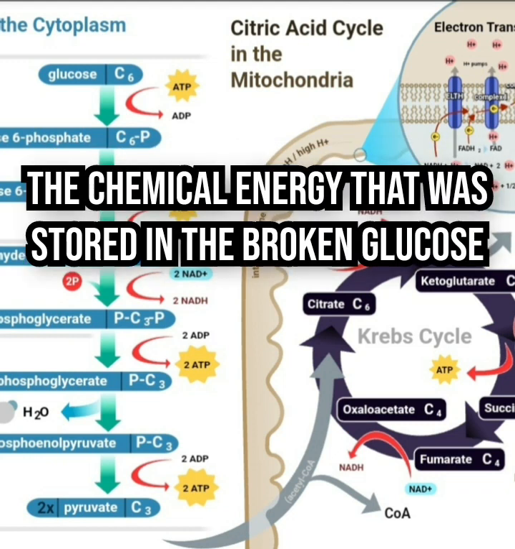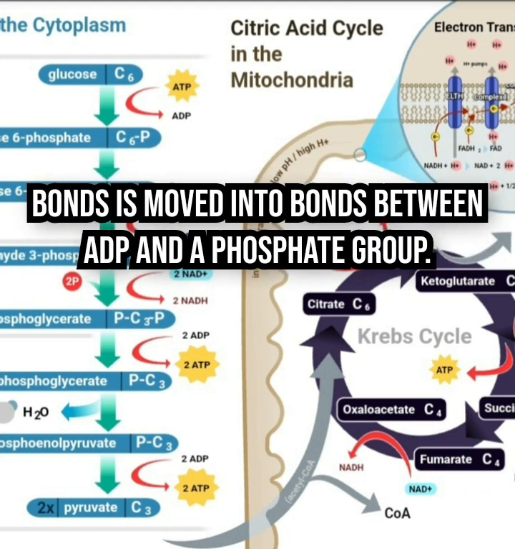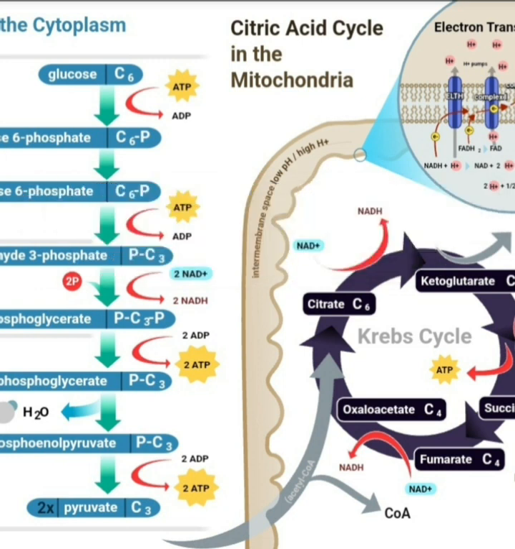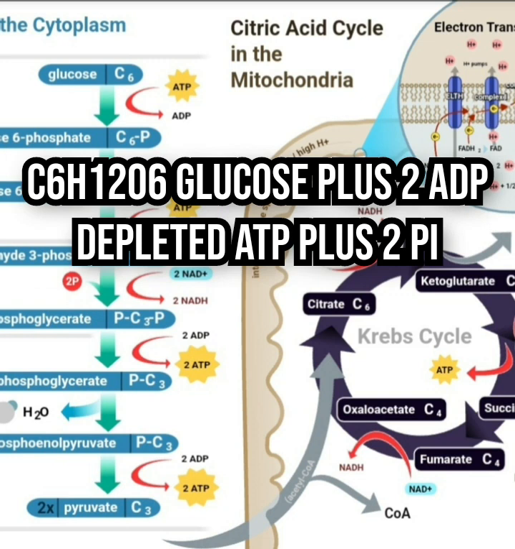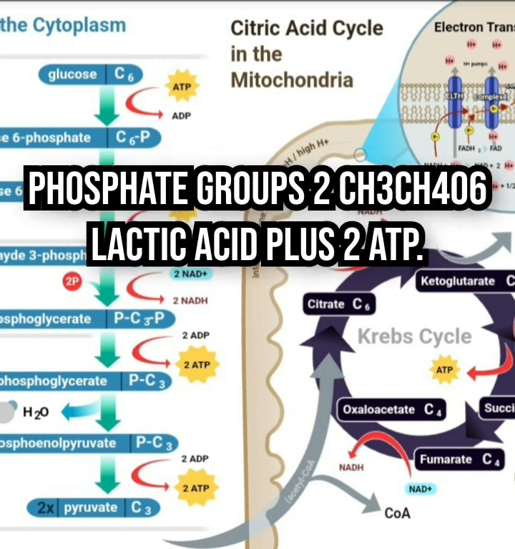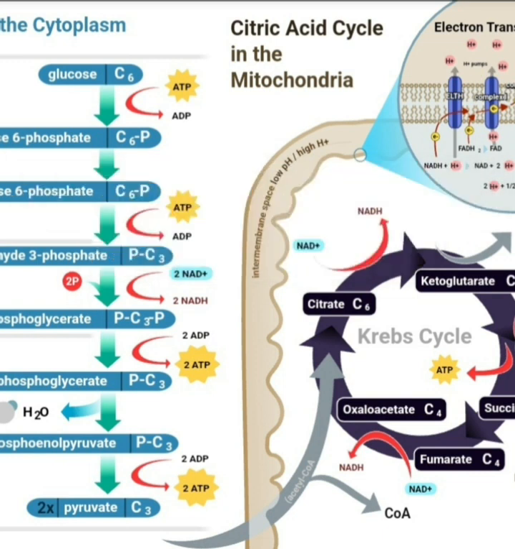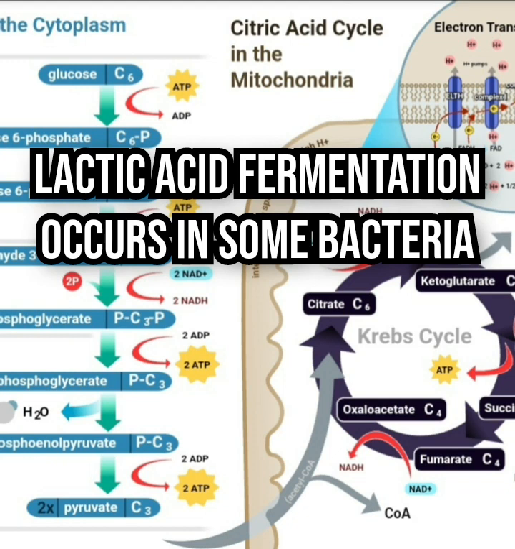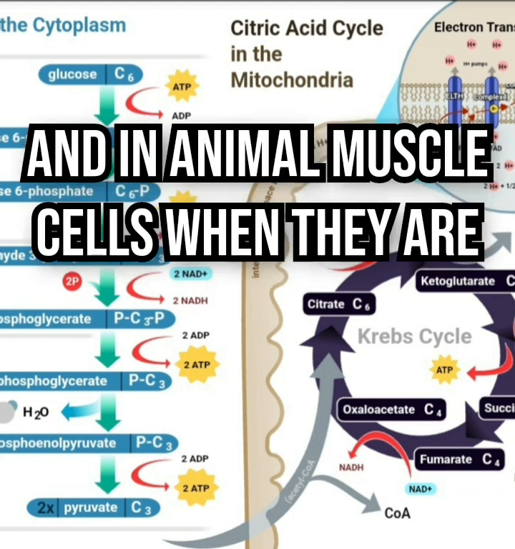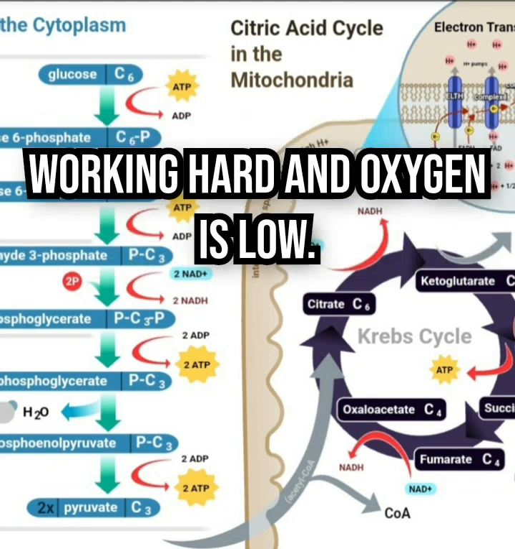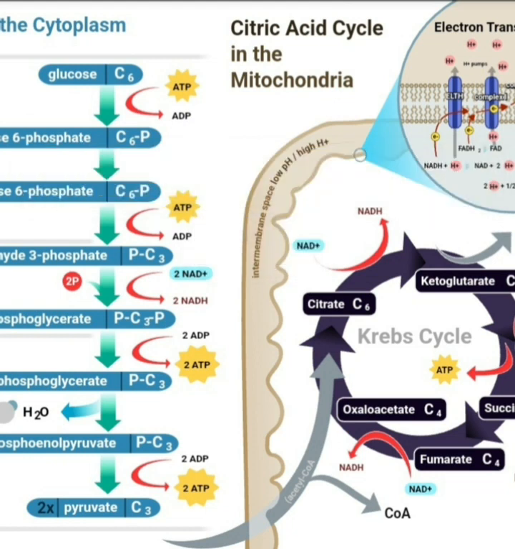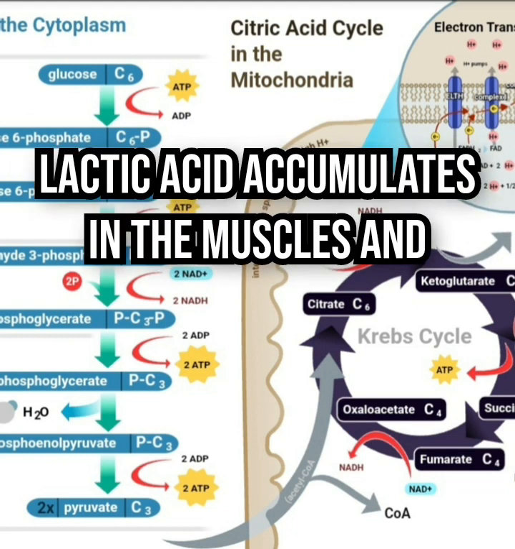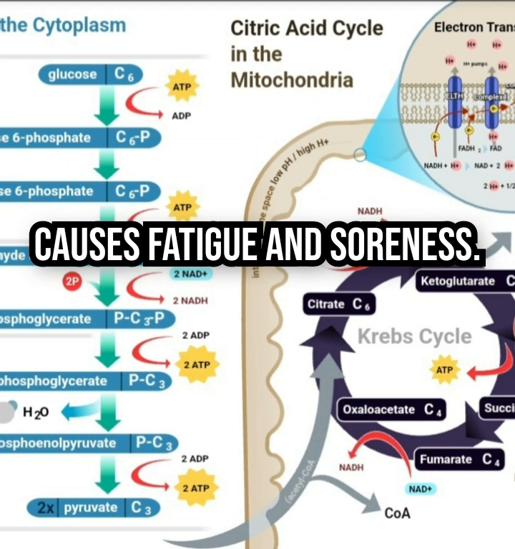The chemical energy that was stored in the broken glucose bonds is moved into bonds between ADP and a phosphate group. C6H12O6 (glucose) + 2 ADP (depleted ATP) + 2 Pi (phosphate groups) → 2 CH3CHOHCOOH (lactic acid) + 2 ATP. Lactic acid fermentation occurs in some bacteria and in animal muscle cells when they are working hard and oxygen is low. Lactic acid accumulates in the muscles and causes fatigue and soreness.